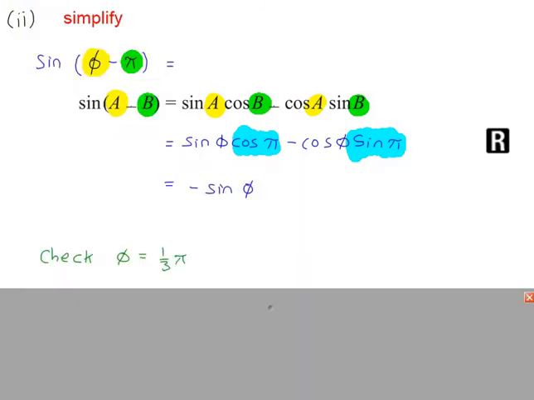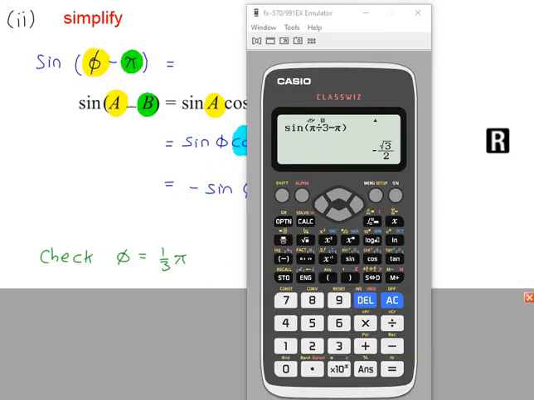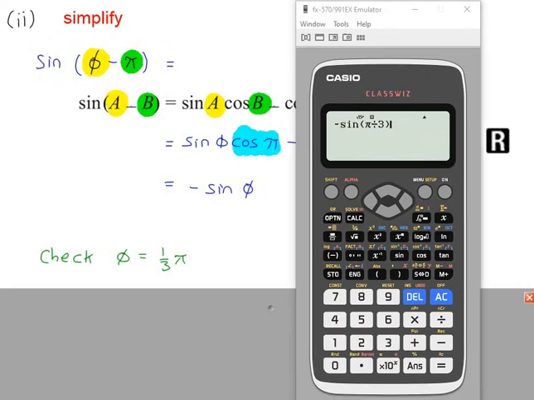Again, if you want to check, and this is not a necessary step, but if you want to check your final answer, make up a value for phi, and I'm using 1/3 pi, I've just made that up, and substitute that in here and work out the value of this, and then substitute the same value in here and work out the value of this, and you'll find it's the same answer. So minus √3/2 for this, and the minus sine 1/3 pi is minus √3/2.